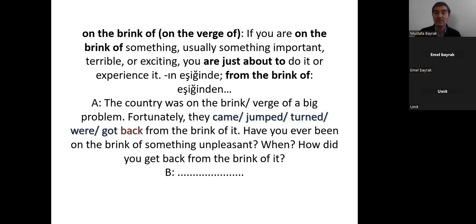Yes, for example, I have been on the brink of something in the past. Once I was riding my bicycle and I was about to hit a wall, but unfortunately I turned right and I didn't hit the wall. So I was really on the verge of a big accident, something like this.